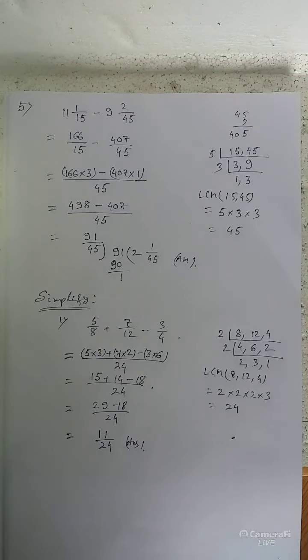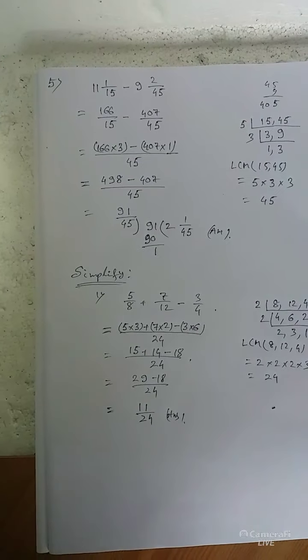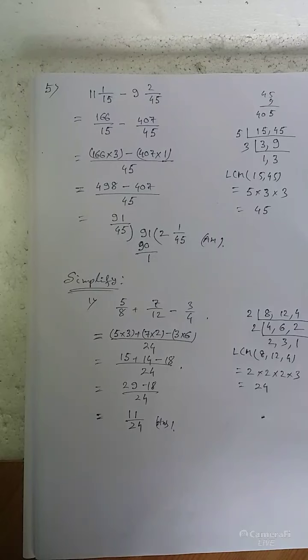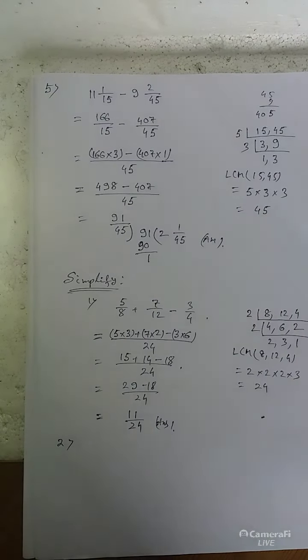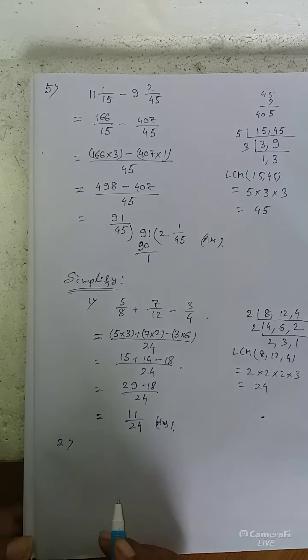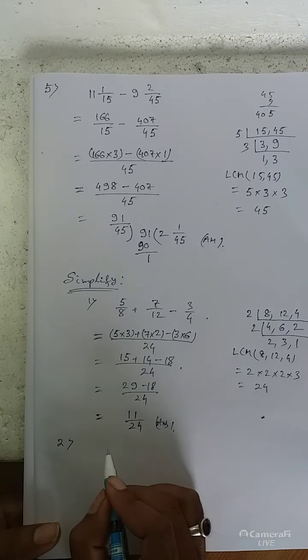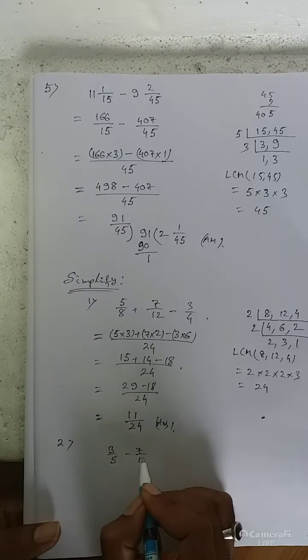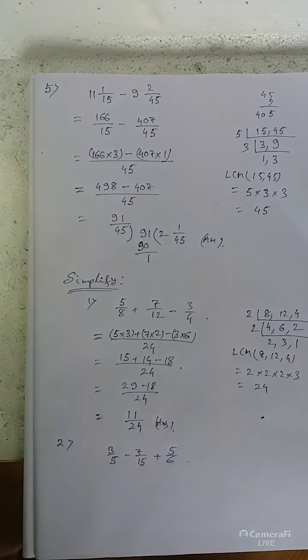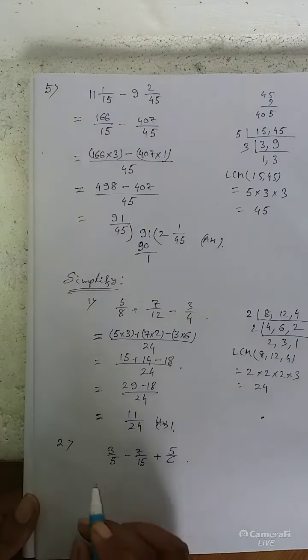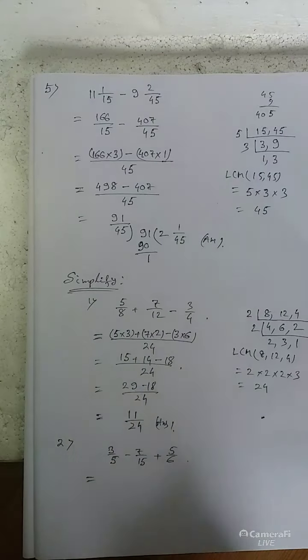Okay. Now let us take another example, number 2. Here is 3 by 5 minus 7 by 15 plus 5 by 6. As we proceeded in the previous one, we will proceed here. First take the LCM of the denominators 5, 15 and 6.